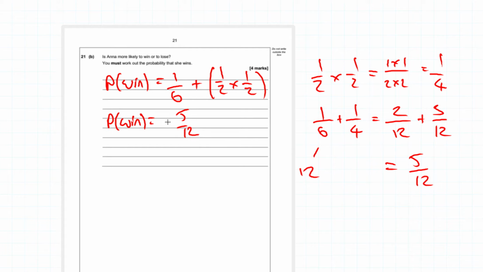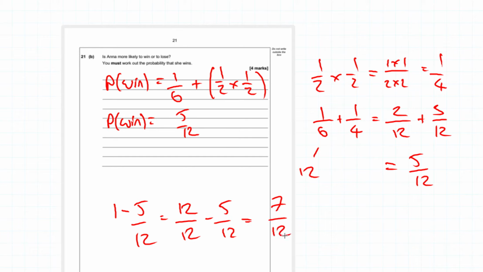Now, we can find out what the other probability is, because we can do 1 minus 5 over 12, which is 12 over 12 minus 5 over 12, which is equal to 7 over 12. So the probability of losing is equal to 7 over 12. So therefore, you can find out that she is more likely to lose. Again, you could have done it with a different method. You could have found the probability of losing instead, and then subtracted that away. Both ways are perfectly fine.